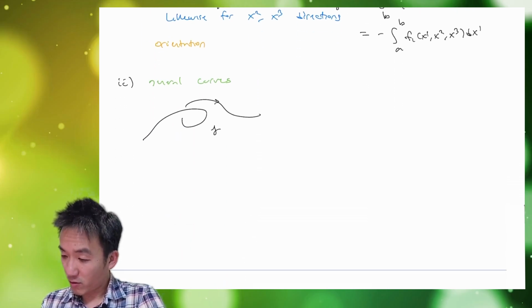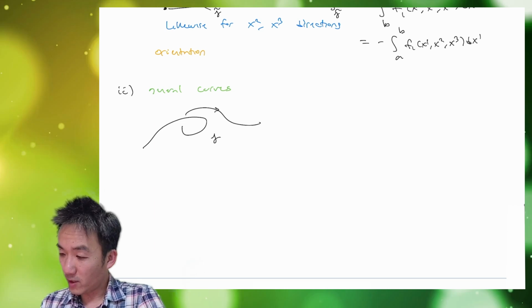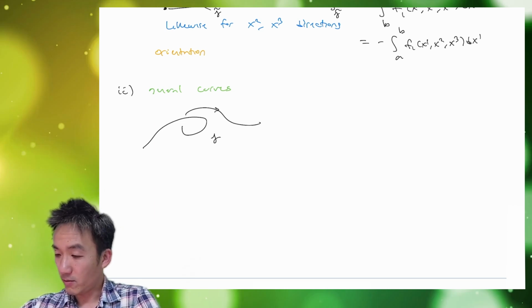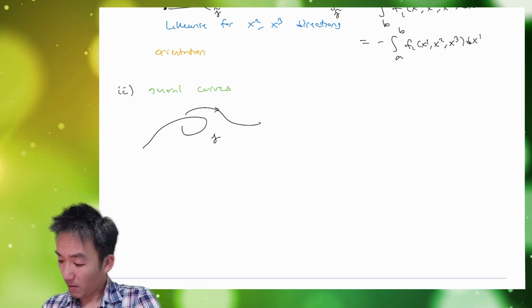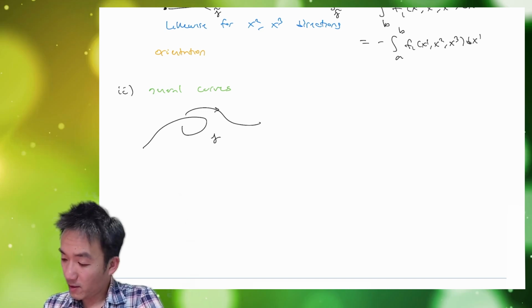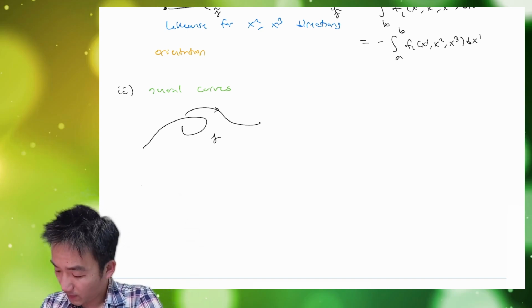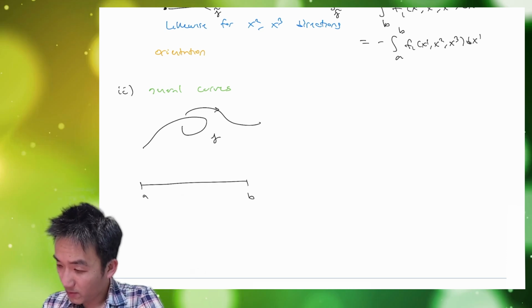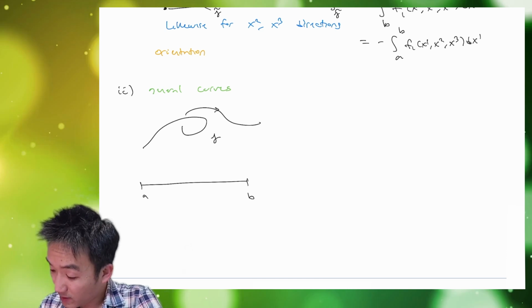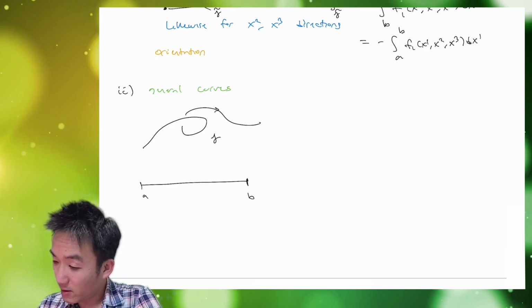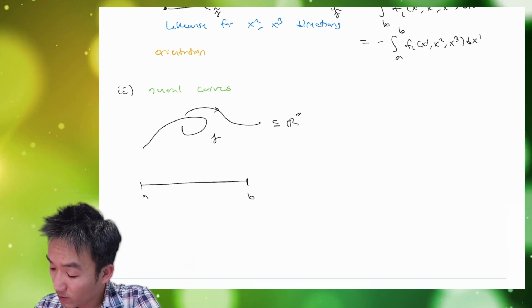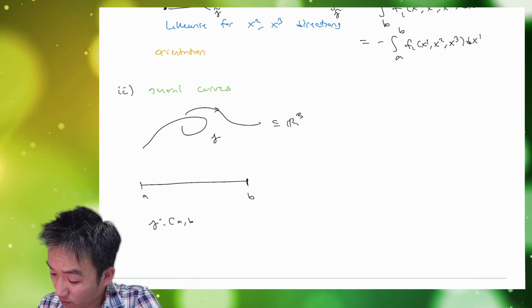So now for general curves, how are we going to do integration? Well, what does it mean to be a curve? It means that gamma is really a map from some interval a to b in R to R3, because this lives in R3. And really what gamma is, is a map from this interval to R3, so this lives in R.